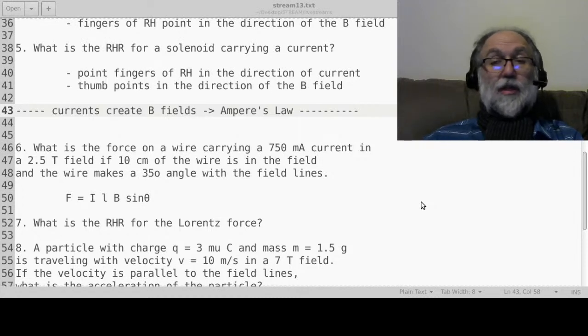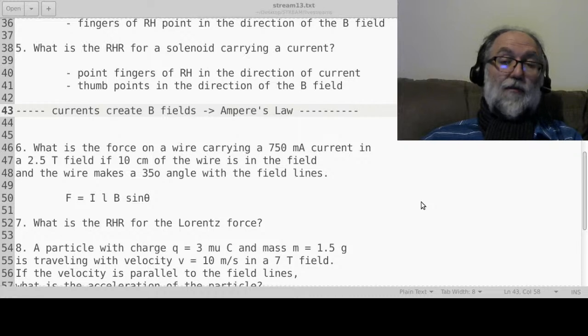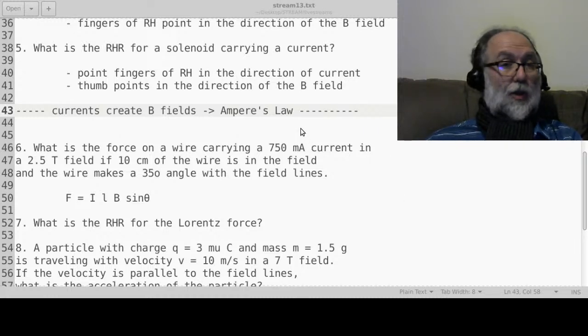Now think of a current as either a wire carrying a current, or it could be just a single charged particle moving through a magnetic field. And if a current travels through a magnetic field, then the magnetic field is going to exert a force on that current. And that's called the Lorentz force. So the remainder of the questions are going to be about the Lorentz force.